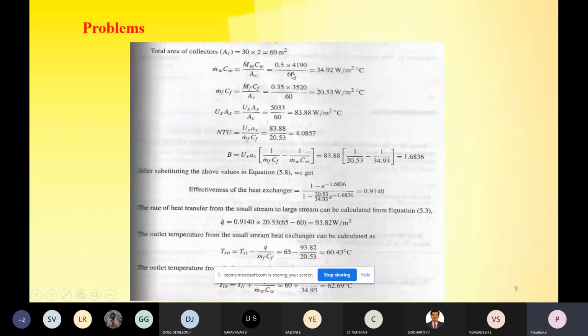So this heat capacity, the specific heat, we can also write 4187, no problem. Whatever constant you know, you can write here.